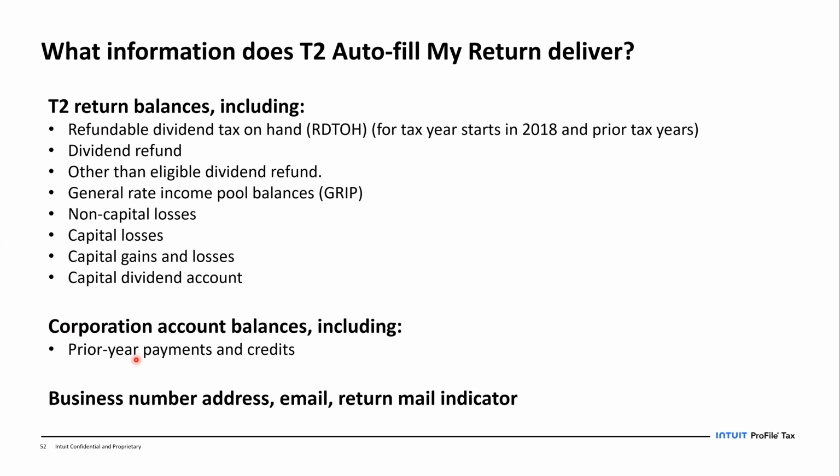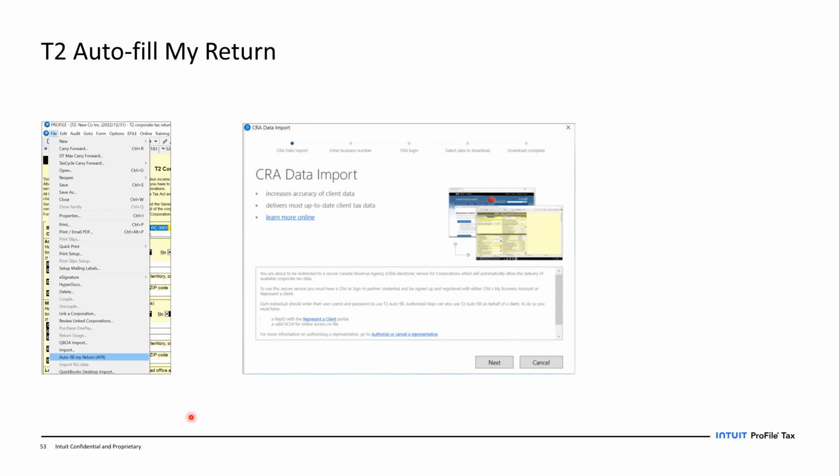You could even see, and I had this once with a client, where the business address was different. They had a different business address than I had. What happened is they moved and they never notified CRA that there was a move, and so CRA still had the old address. That's the kind of stuff you can see. All you have to do is go to the File menu, as we said, and select Autofill My Return. There's the window that's going to pop up.